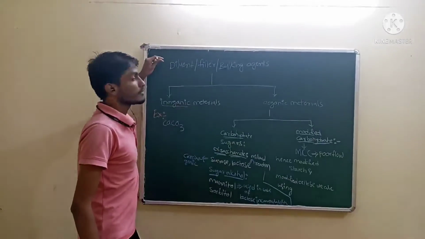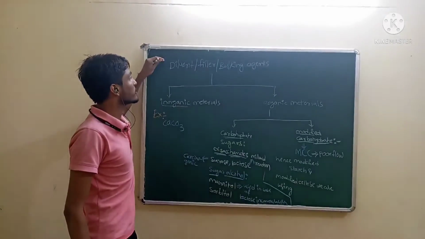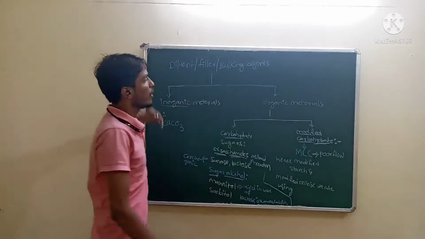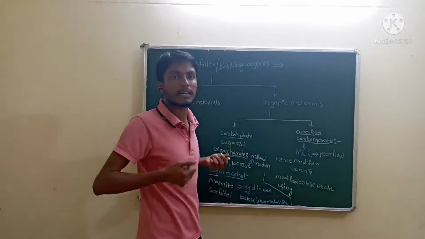Now the topic is what are the excipients we are using in the tablets. Under that, the first one is diluent, or we can call it a filler or bulking agent. What is the role of diluent? It will increase the bulkiness.